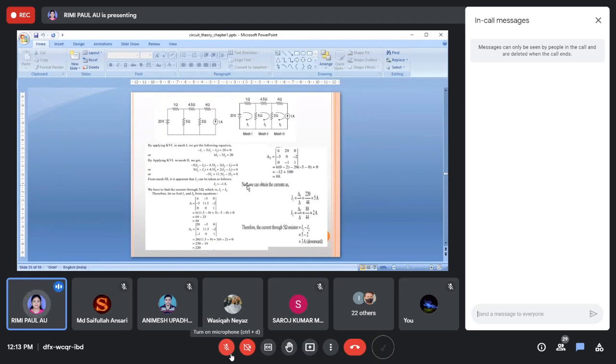It may be wrong, it may be right, so don't look at this equation. As per your knowledge, just tell me what the equation of this loop current is. That means the loop equation. Just tell me the loop equation for mesh 1. I'm writing. So just tell me, anyone.